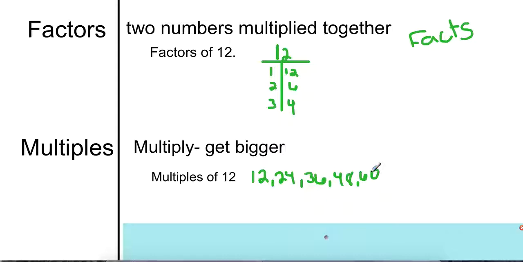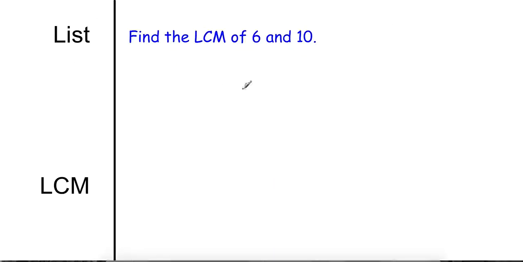So you're just multiplying to get bigger. Facts are smaller, they're your factors of it. So hopefully you'll say the facts, instead of saying factors of 12, just say the facts of 12 and multiples of 12. And hopefully that'll help you not to get them mixed up. So right now we're going to find the least common multiple, LCM, of 6 and 10.